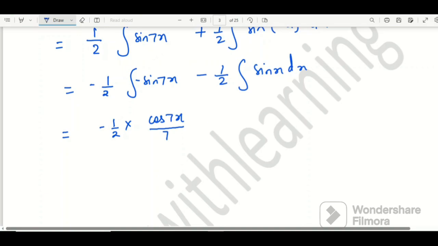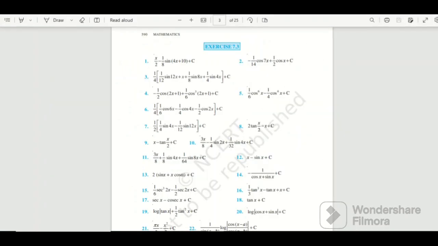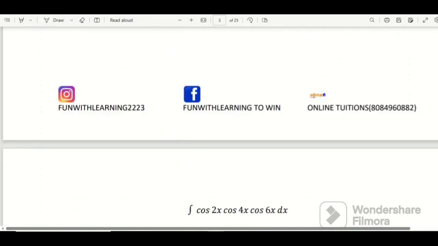So now 1 by 2, I'm taking this minus inside. Since the differentiation of cos x is minus sin x, the integration of minus sin x will be cos x. So our answer should be minus 1 upon 14 cos 7x plus 1 by 2 cos x plus c, answer. So the second answer is minus 1 upon 14 cos 7x plus 1 by 2 cos x. So it's fine. Now we are moving on to the third question.